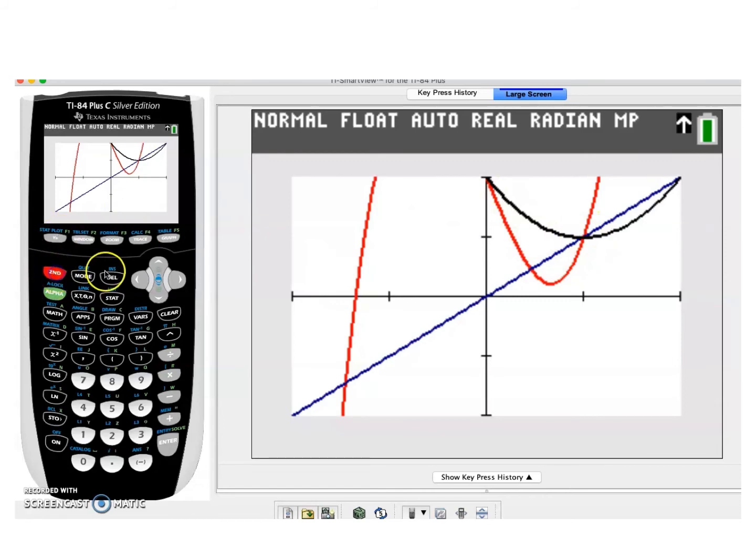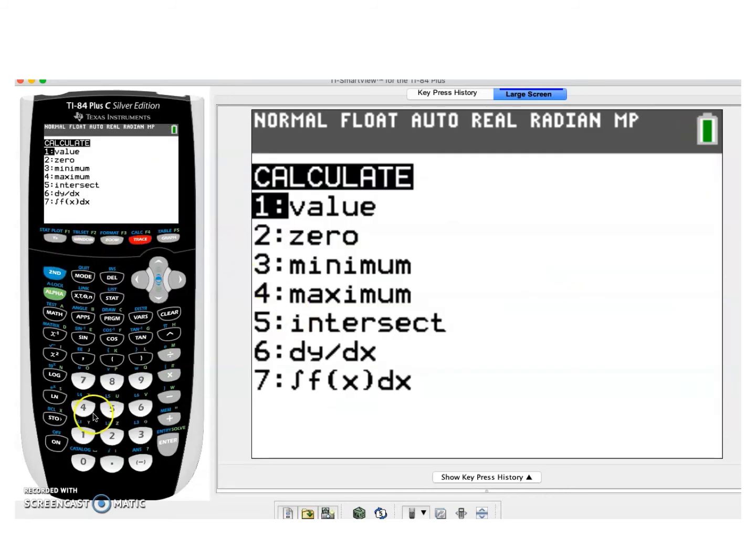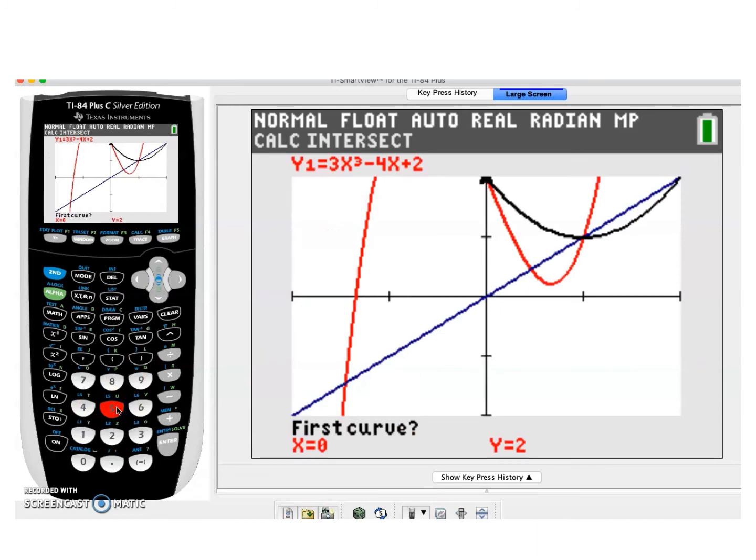So here's what I'm going to do. Second trace, option 5 for intersect. And it's going to say first curve and second curve. So what the graphing calculator does is it is going to only find the intersection of 2, not of 3. But we can see if it's going to hit this point. It's on Y1 right here, the red. So I hit enter, it switches to the blue, and I'm going to hit enter and guess. And here's the problem. Okay, so it's crossing right here at these two. That's an intersection of just those two. I want this one over here.